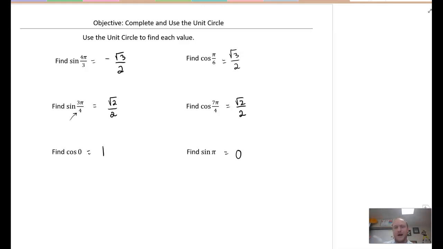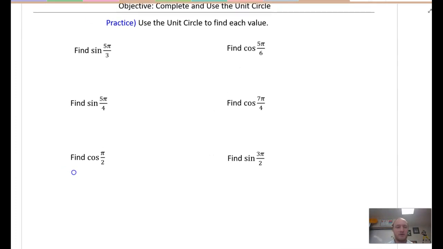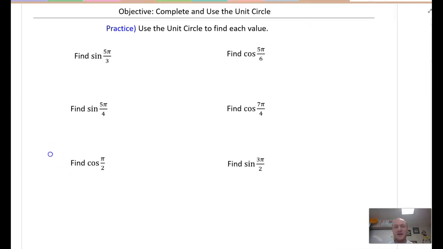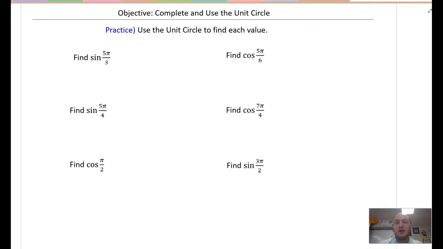Here are some practice problems. I want you to please pause the video and give these a go. And again, remember, cosine of theta is your x value, and sine of theta is your y value. So look at those angles. You can use your unit circle and find those values.